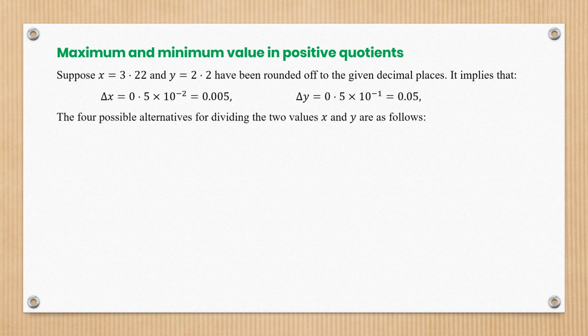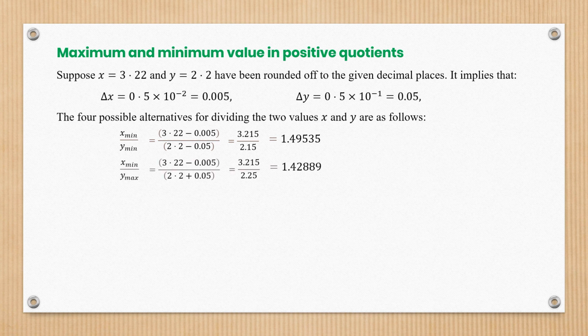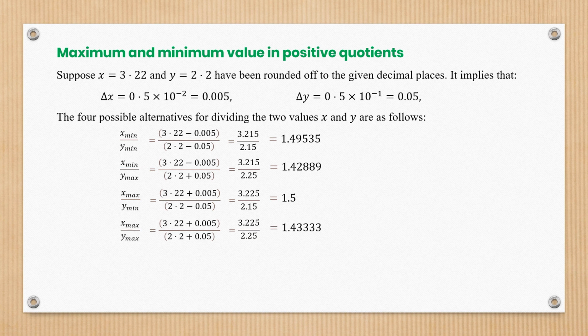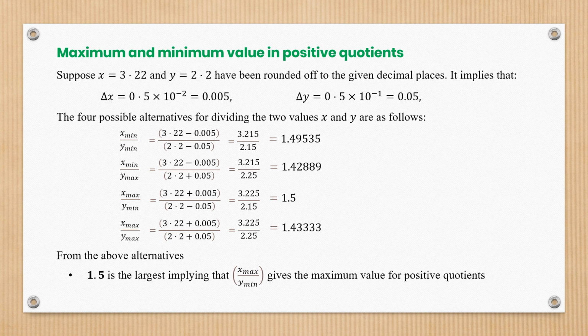So the four possible alternatives in positive quotients are x min over y min, which shall be the first case, and this shall give me 1.49535. Then we have x min over y max, which shall give me 1.42889. Then we also have x max over y min, which shall give me 1.5. We can also look at the last alternative, which shall be x max over y max, which shall be 1.43333. So from the above alternatives, you can see that 1.5 is the largest, implying that x max over y min gives the maximum value for positive quotients.